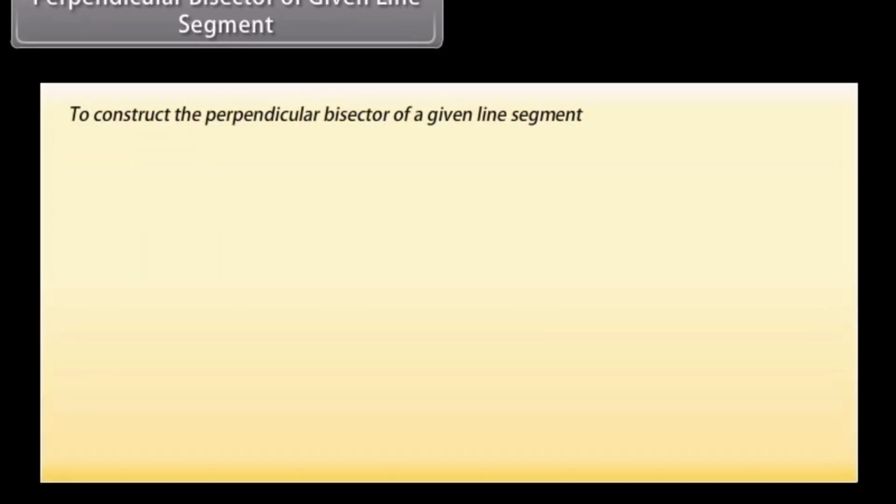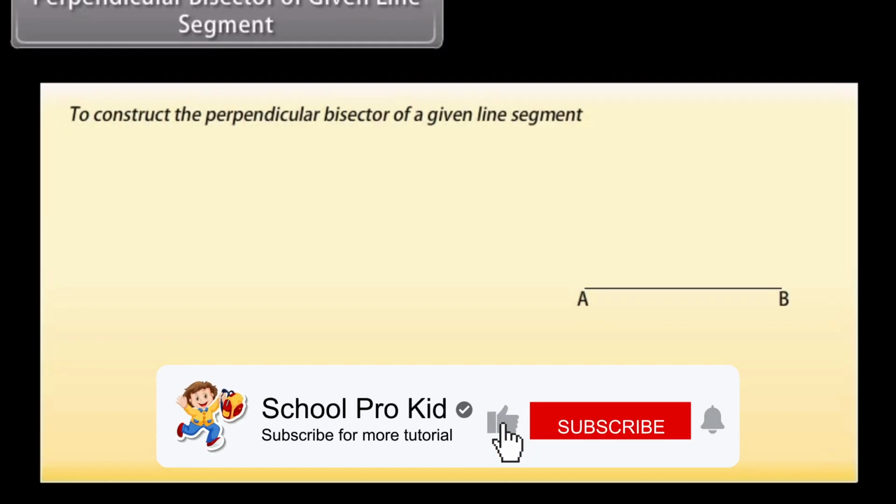Perpendicular bisector of given line segment. Now we will learn to construct the perpendicular bisector of a given line segment. Let us take a line segment AB. We want to construct its perpendicular bisector. Steps of construction.